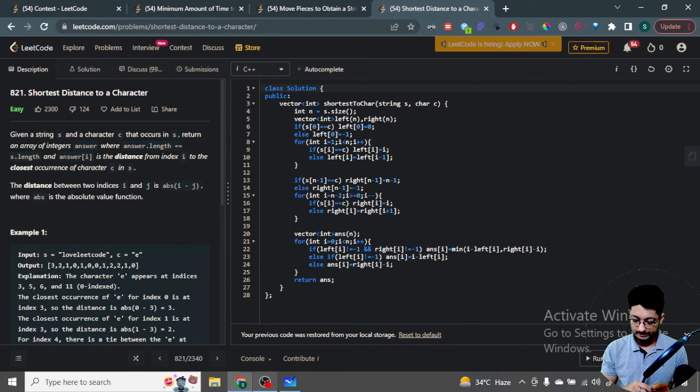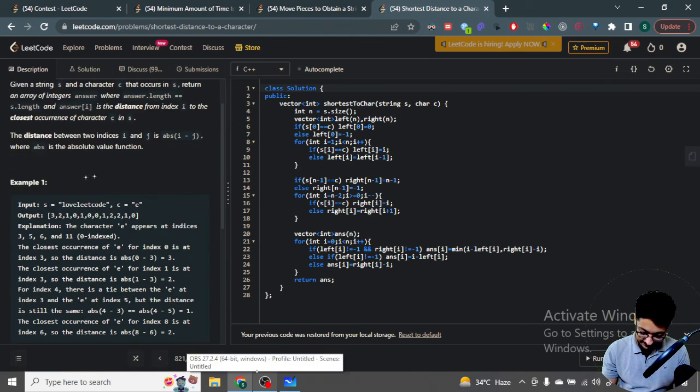that string S. Now return an array of integers answer where answer length is the same as S length. Which means that whatever is the length of the string that you have, the answer array should have the same length, as well as answer of I is the distance of the index I to the closest occurrence of C in that S. So for every ith character, you have to find out the closest occurrence of C. That C is also given to you. And the absolute difference should be returned, whether left or right, whichever that particular character is closest to.